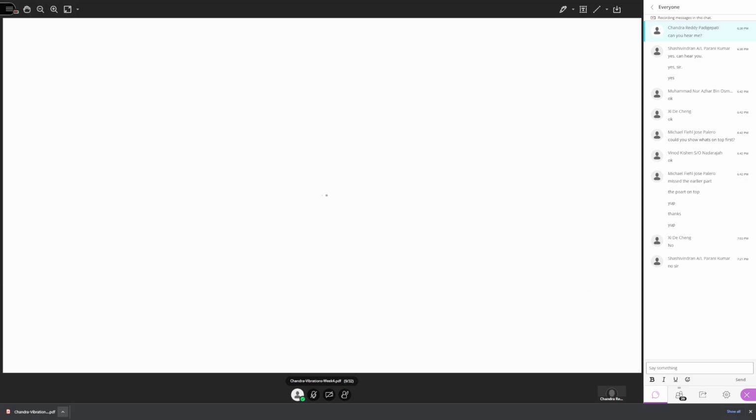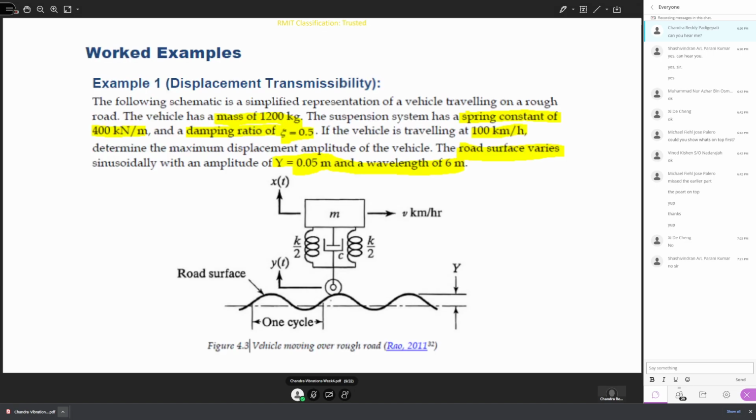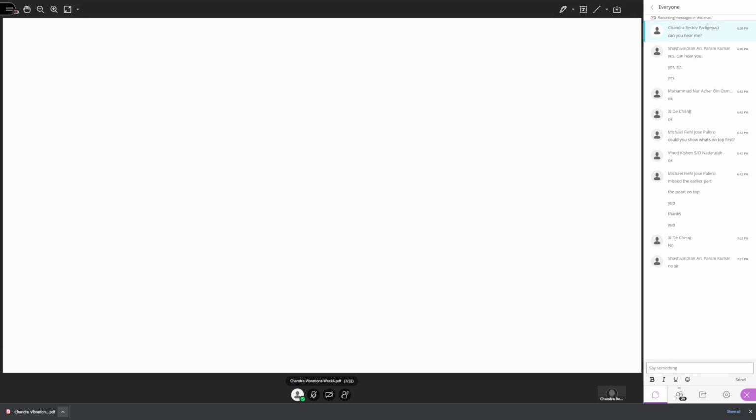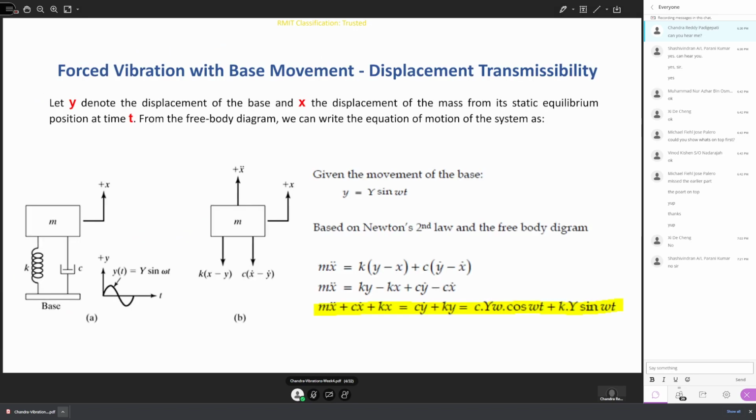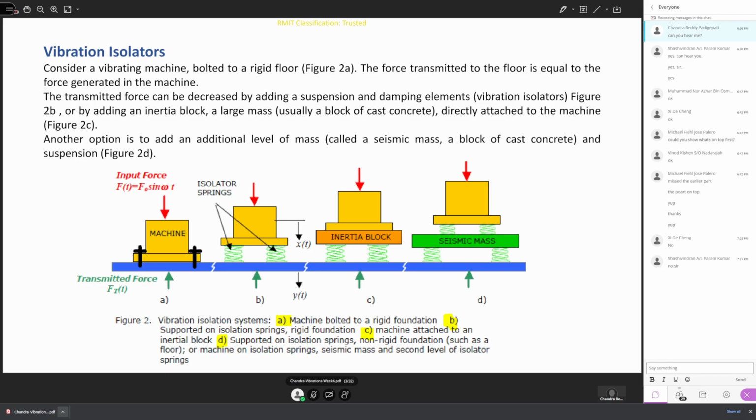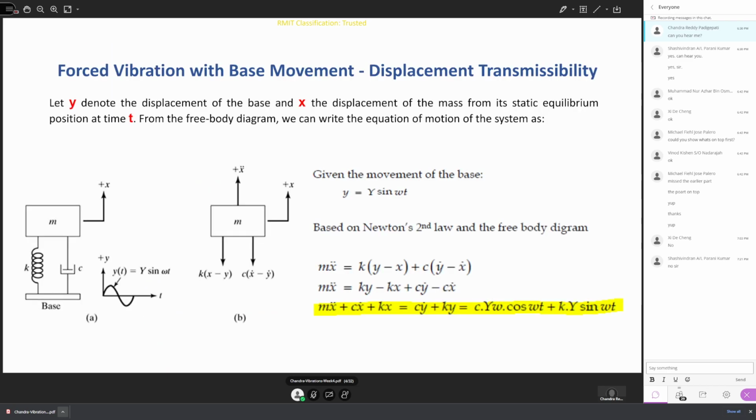We discussed the movement of the base, when a vibratory system is connected to a base and the base is having a displacement. We theoretically studied the system, and I will quickly go through it once again. For a vibratory system with base movement, we got the equation of motion for the system. So this is the equation of motion for the system.